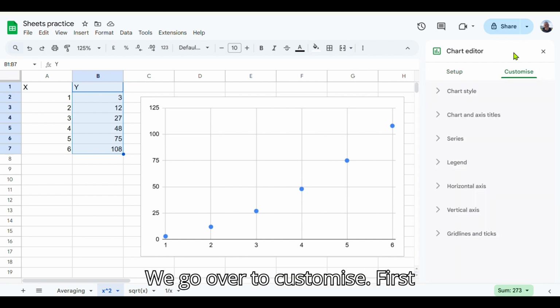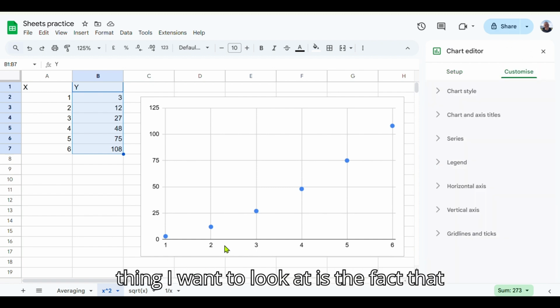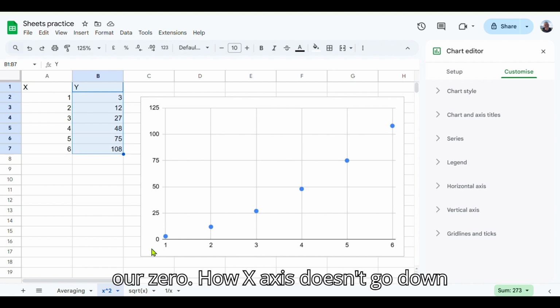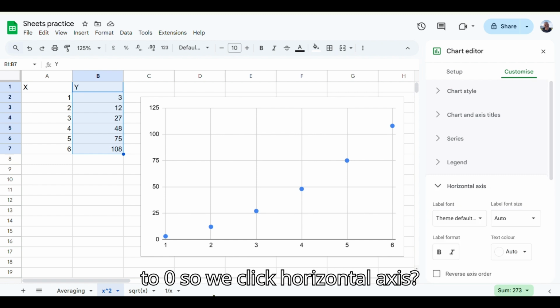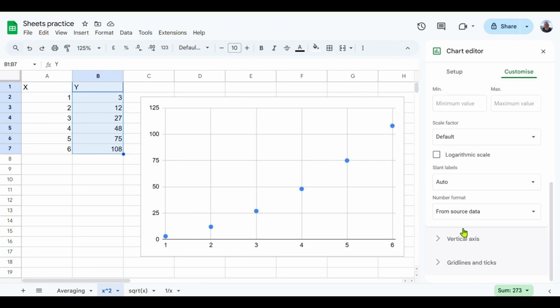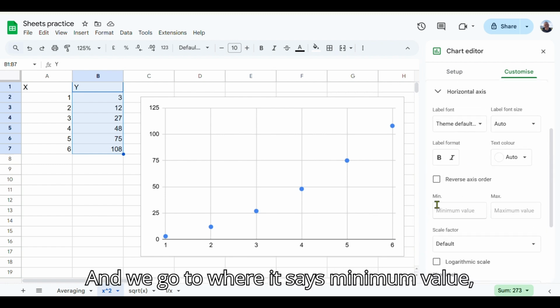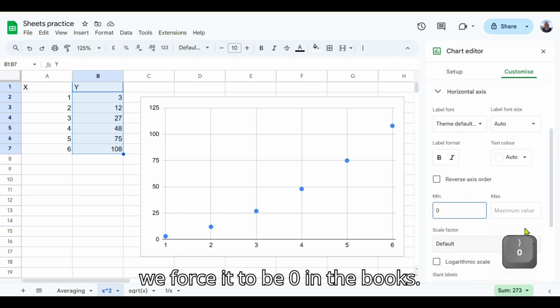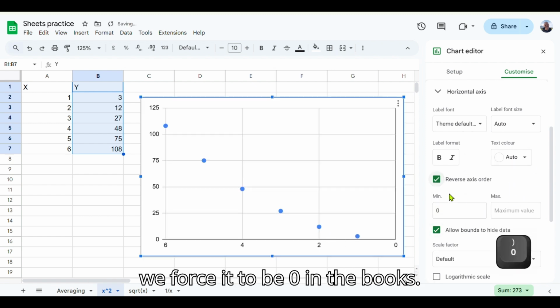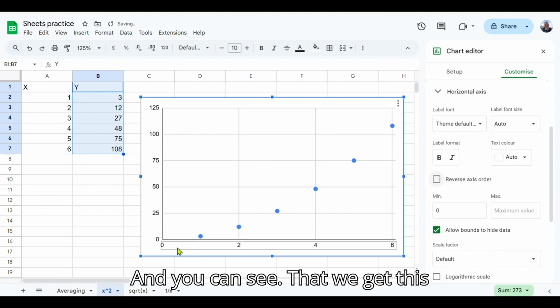So we go over to customize. The first thing I want to look at is the fact that our x-axis doesn't go down to 0, so we click horizontal axis and we go to where it says minimum value. We force it to be 0, and you can see that we get this nice curved graph.